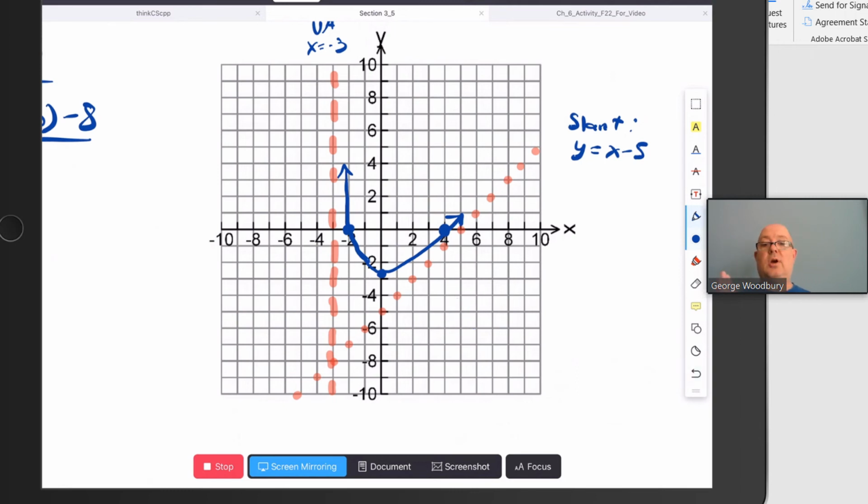But I do need to figure out what happens to the left of negative 3. And so I really have two options for this graph. It's either going to look something like this, or it's going to look something like this. And what I really need to do is plug in negative 4 for x and see what I have to work with.